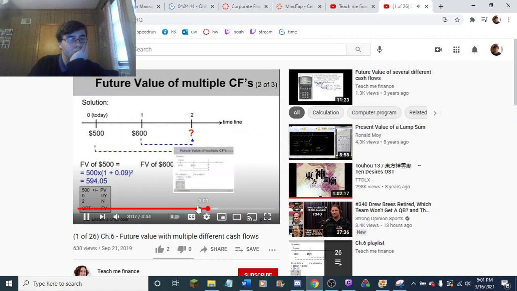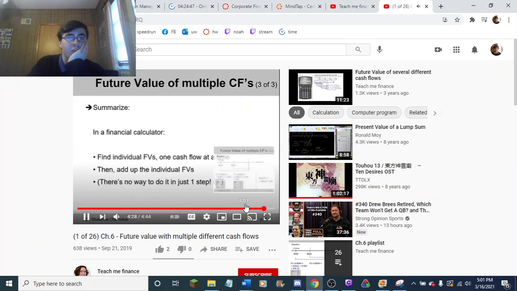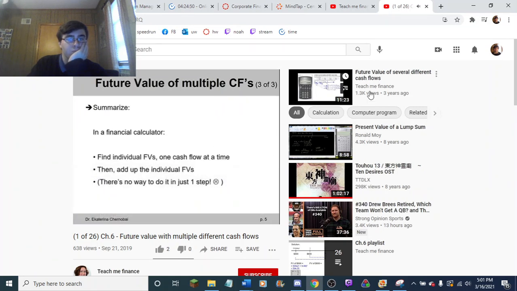Growing $600, 9 for I/Y, 2 for N. Using the future value formula, you find individual future values.